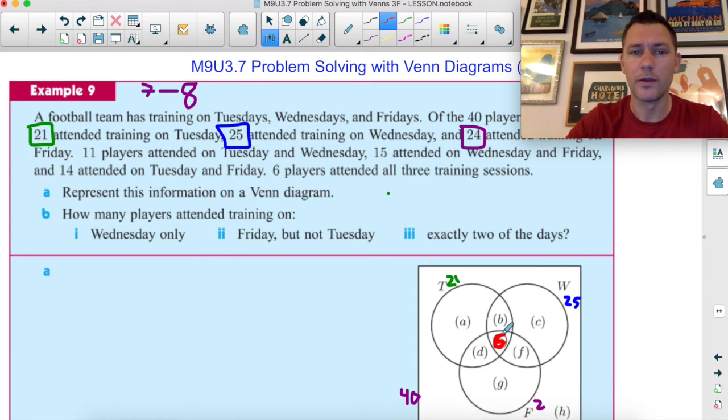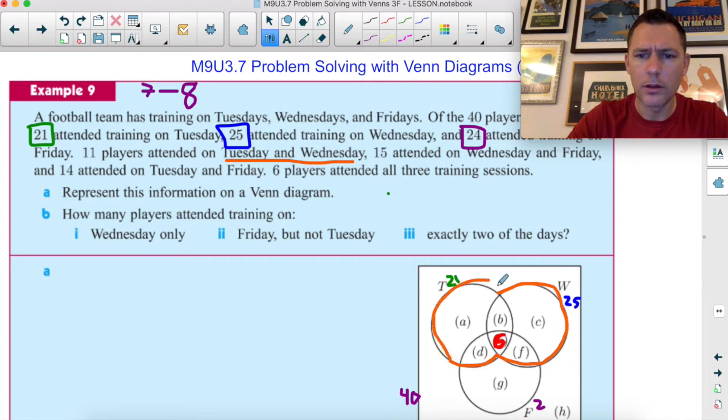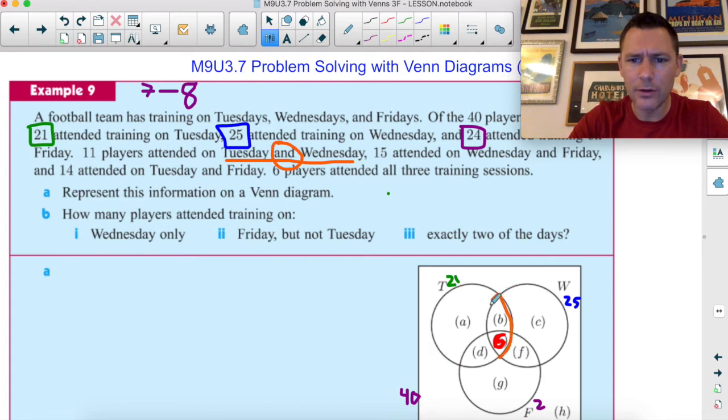So far, so good. Now, they jump in and start talking about all sorts of things. They said 11 players did Tuesday and Wednesday. So this group did just Tuesday. These did just Wednesday. So actually this Tuesday and Wednesday is right here. This is the group that did Tuesday and Wednesday. This group happened to have done Friday also. So if 11 players are in there and 6 are already accounted for, that's got to be 5.